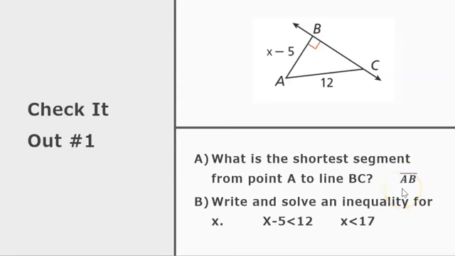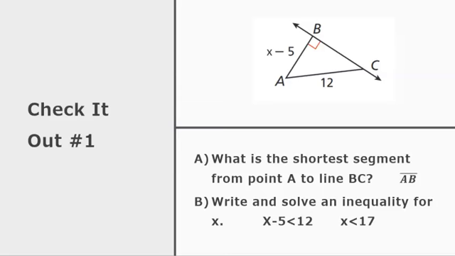For part A, the shortest segment would be segment AB, because here's point A, and the one that's perpendicular to the line is this one right here, so it's AB. So that's our shortest segment. Now to write and solve an inequality, I took the measure of that short segment and made it less than the other measure that was given. So I got x minus 5 is less than 12. Now I just added 5 to both sides to get x is less than 17.